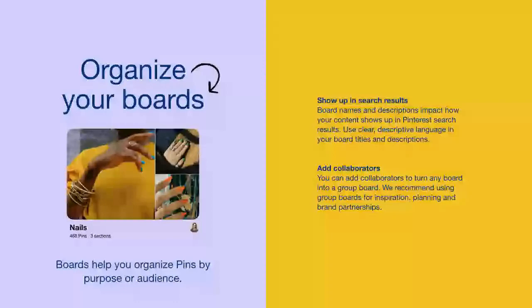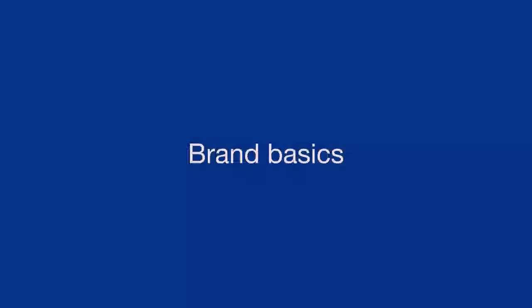And don't forget about your boards. Boards help you organize your content and give it a broader context and purpose. Board names, descriptions, and categories all impact how your content shows up in Pinterest search results. Again, use clear, descriptive language in your board titles and descriptions. You can also add collaborators to turn any board into a group board. We recommend using that feature for inspiration, planning, and partnerships.